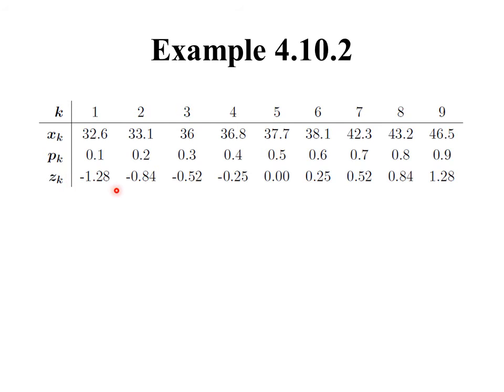Now, to calculate z sub k, what we're going to do is go to table C3 in the appendix, which is our z-score table, and look through the center of the table for an area as close to 0.1 as possible. Then the corresponding z-score is the value of z sub k. So we look for an area as close to 0.1 as we can find, and the corresponding z-score is negative 1.28. To find this z-score, we look for an area as close to 0.2 as possible. The corresponding z-score is negative 0.84, and so on and so forth.